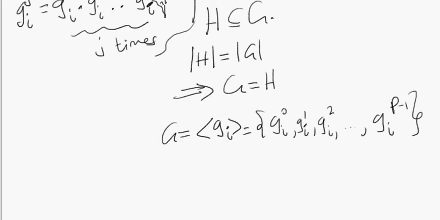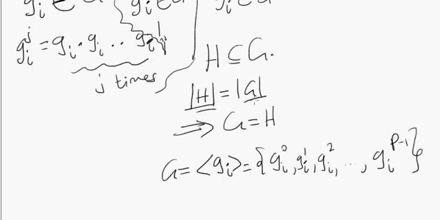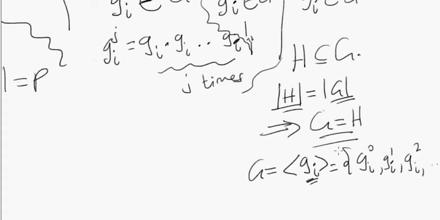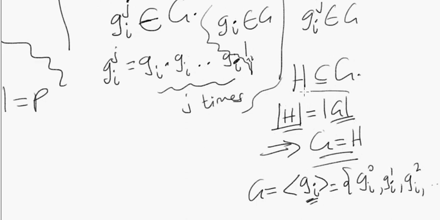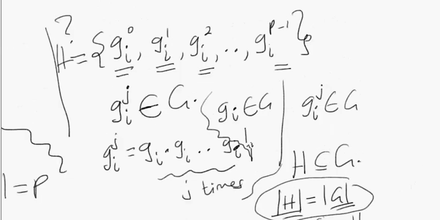Would proving that the cardinality of H equals the cardinality of G lead us to conclude that the group G is actually equal to the group H, right? And in fact, be able to conclude that the group G is generated by one element, namely g sub i? Okay, well, how can we prove that the order of H equals the order of G?